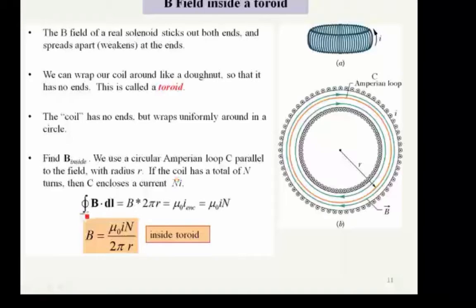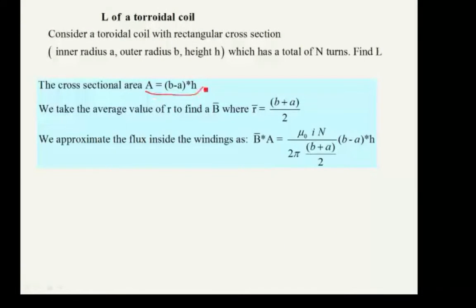To find the B, we use Ampere's law. And so inside the toroid, we end up with mu 0 times the current times the number of turns divided by 2 pi r, where r is the position between the coils where you want to know B. So it actually changes with the position inside. Let's determine the cross-sectional area. And so if we take B minus A, the width of the toroid, times h, that will give us the area through which the flux flows.